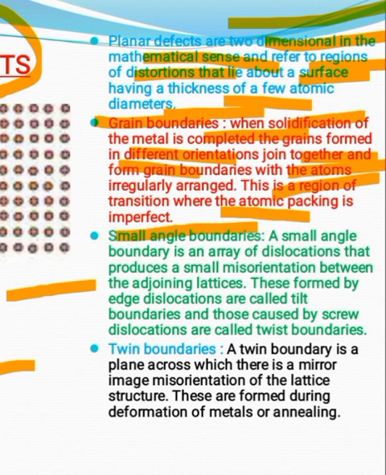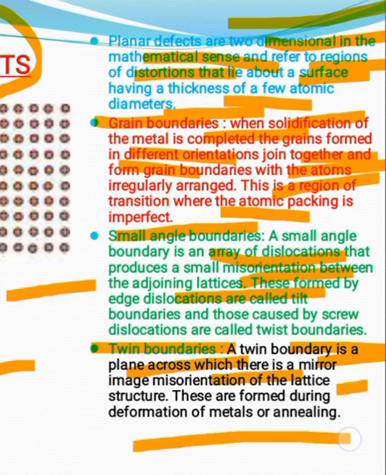Small angle boundaries. A small angle boundary is an array of dislocations that produces a small misorientation between the adjoining lattices. Twin boundaries. A twin boundary is a plane across which there is a mirror image misorientation of the lattice structure. These are formed during the deformation of metals or annealing.